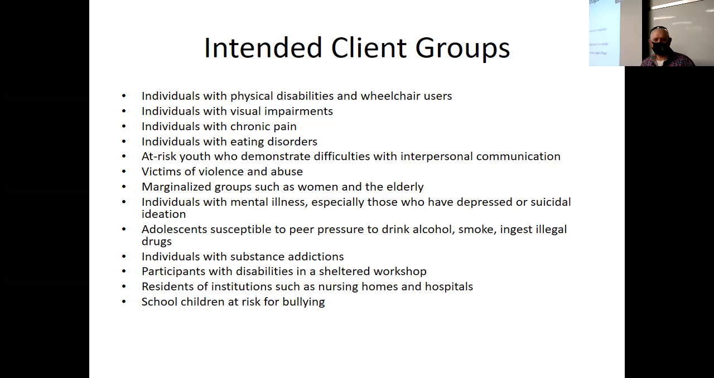Individuals with visual impairments, chronic pain, eating disorders, at-risk youth who demonstrate difficulties with interpersonal communication. You know, communication and assertiveness kind of go hand in hand. If you don't feel like you're able to communicate appropriately and properly, then you're going to be kind of shy to be assertive.